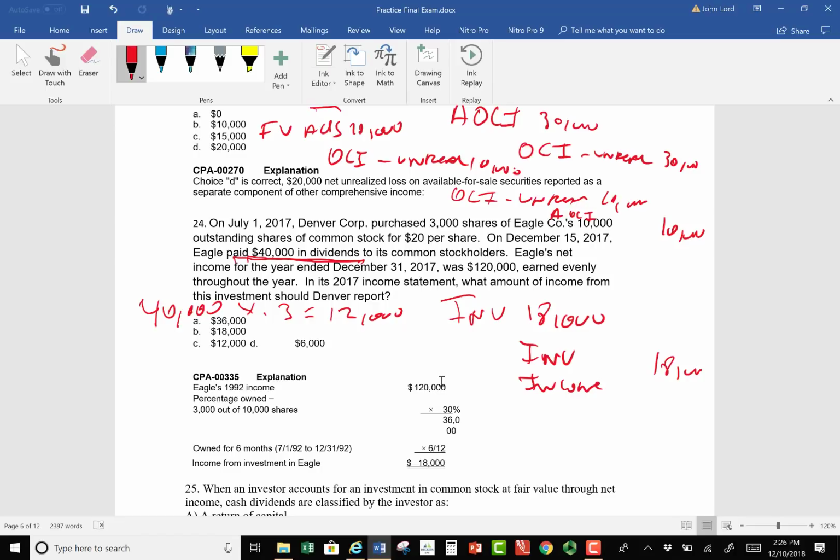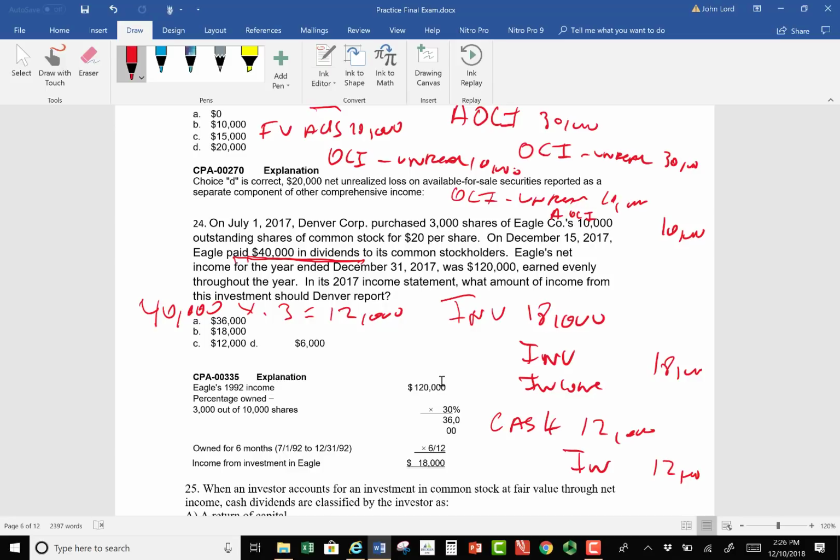Okay, and I would do what? I would debit, obviously, what? The cash for the amount of cash I got on those dividends, 12,000. And guys, I credit what? I credit the investment account for 12,000.